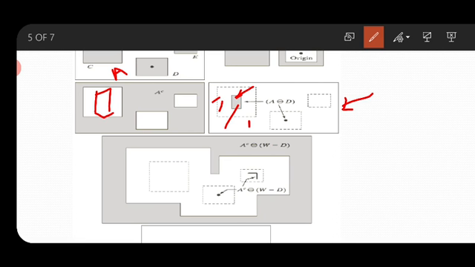Similarly, when you're performing the erosion operation, the W will be getting slid. When you're sliding on this one, it will be getting erased. You will end up with only this portion.